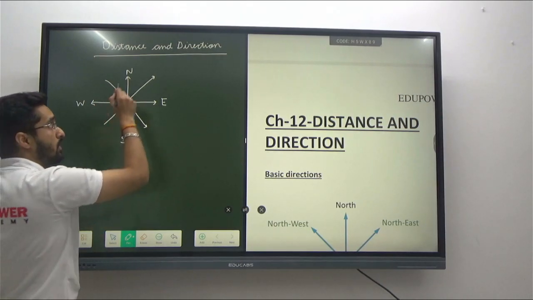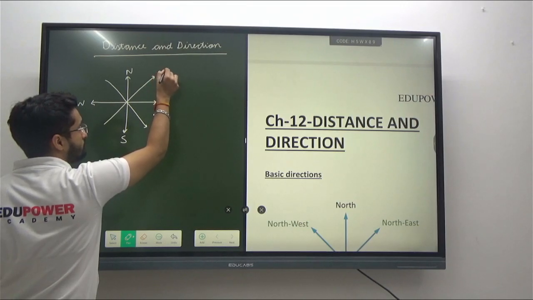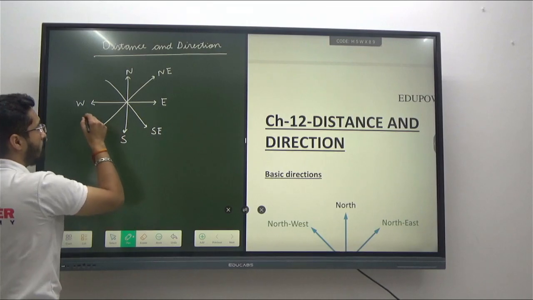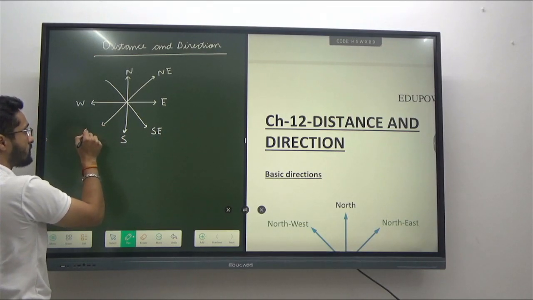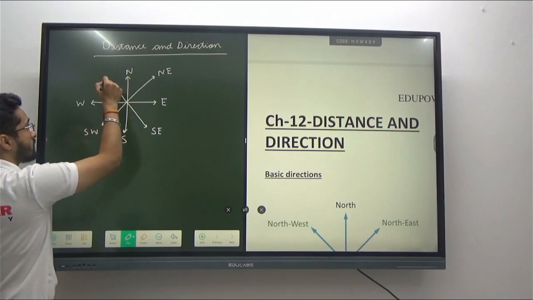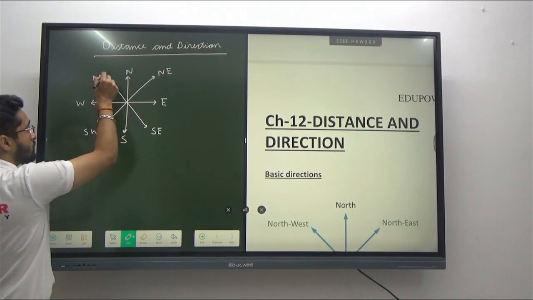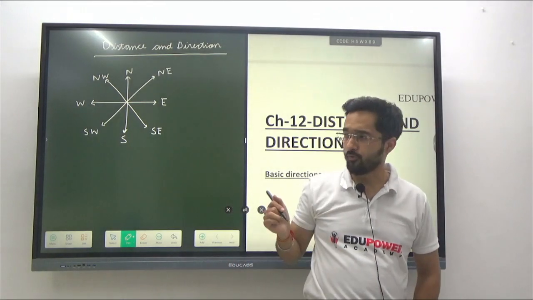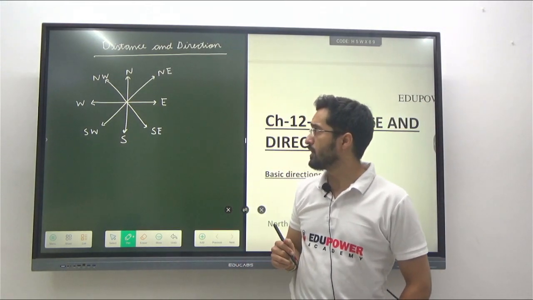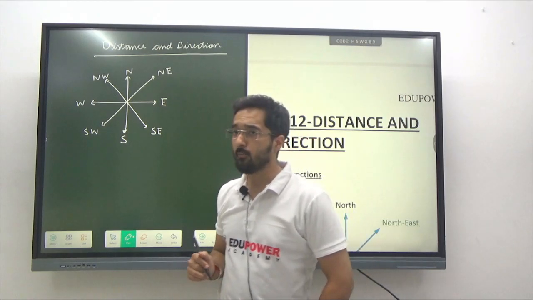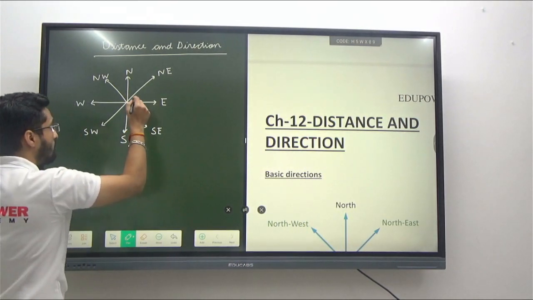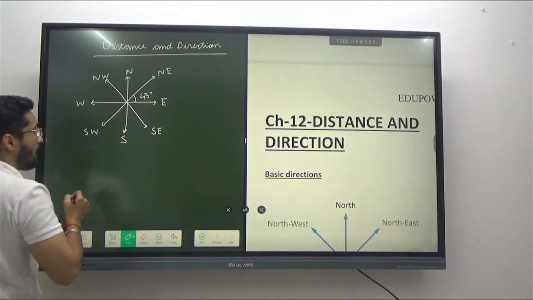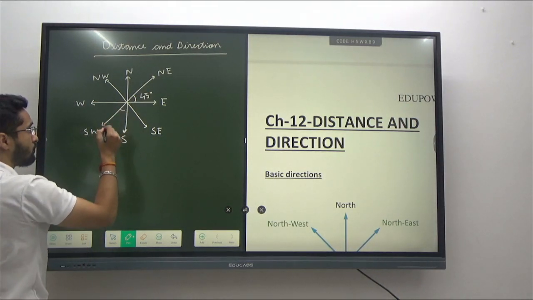Now, between north and east we have northeast, between south and east we have southeast, between south and west we have southwest, and between north and west we have northwest. So, these are our 8 elementary directions. Each one of you please make a note of it. The angle between any 2 directions is 45 degrees.